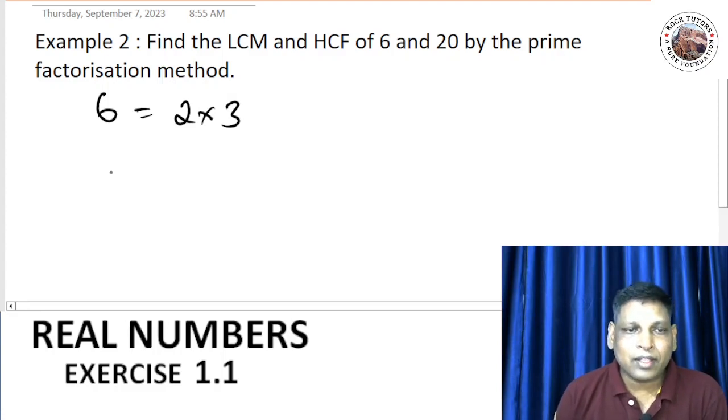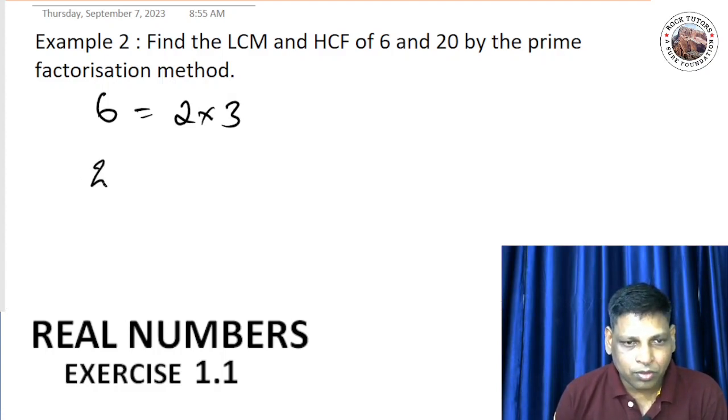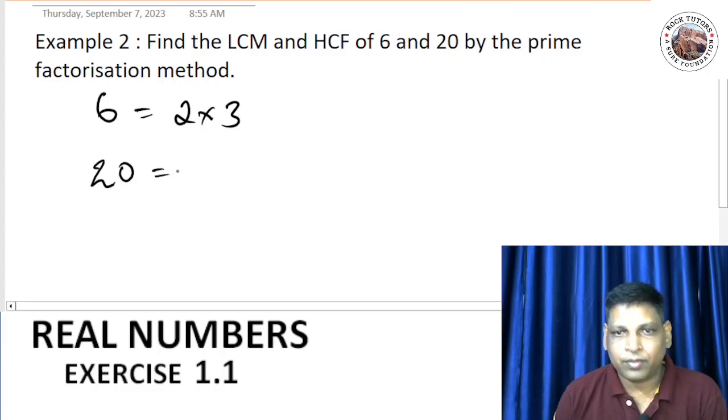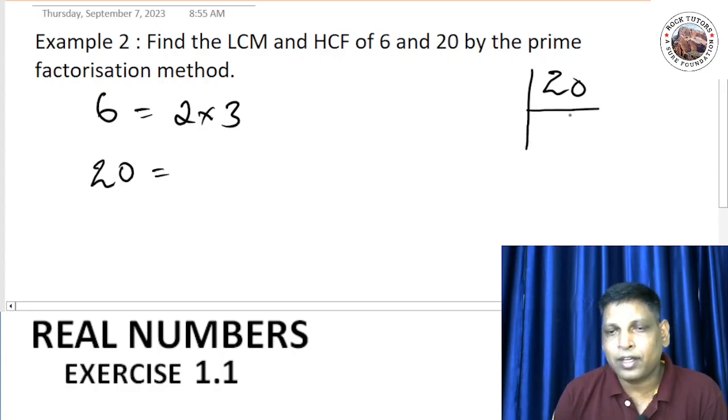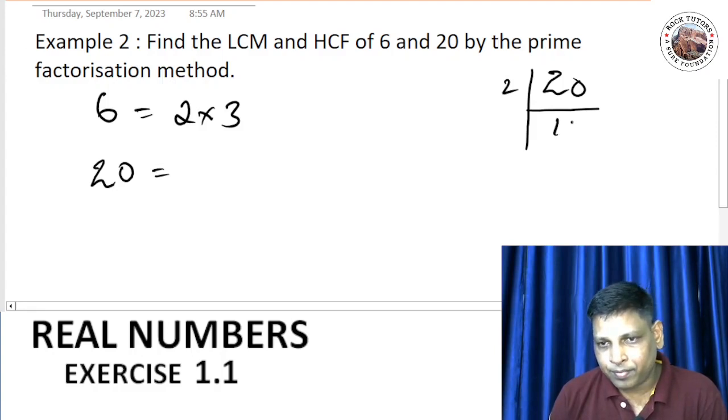What are the prime factors of 20? How to write the prime factors of 20? Okay, now see here. 20. This is the method. This process is called the prime factorization method. 2 times 10, and 2 times 5 once again, 2 times 5.